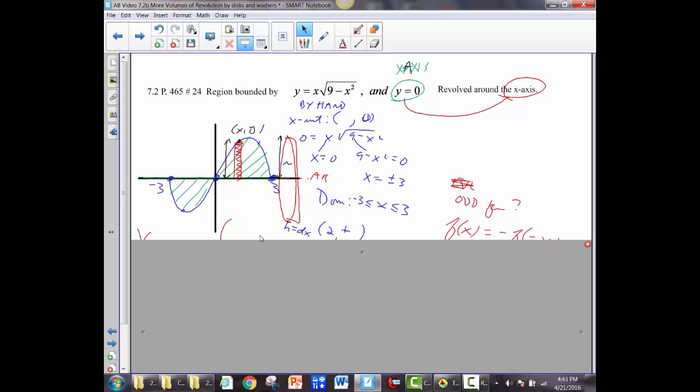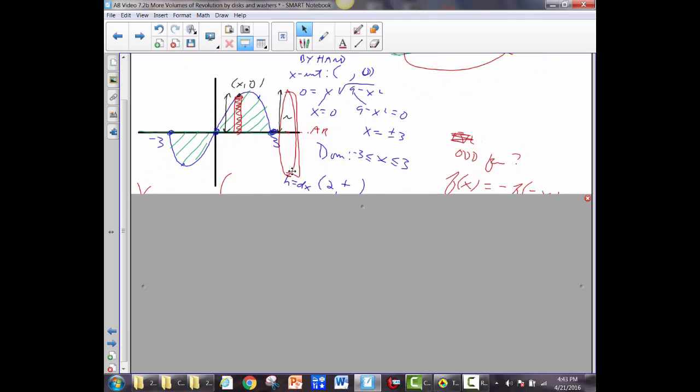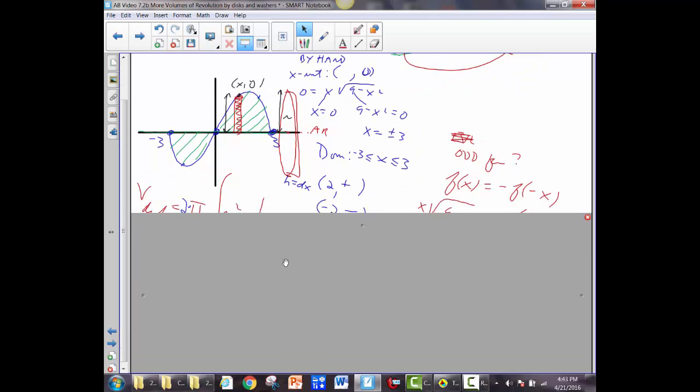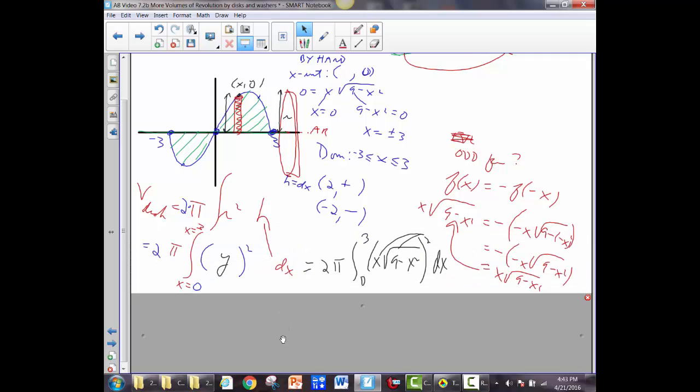Okay, so you want to take the region bounded by that curve and y equals 0. So that's these two portions combined. And you're going to take that and revolve it around the x-axis. So that's going to be on one of its own borders, so that's going to give a disk. So you're going to have pi integral r squared h.